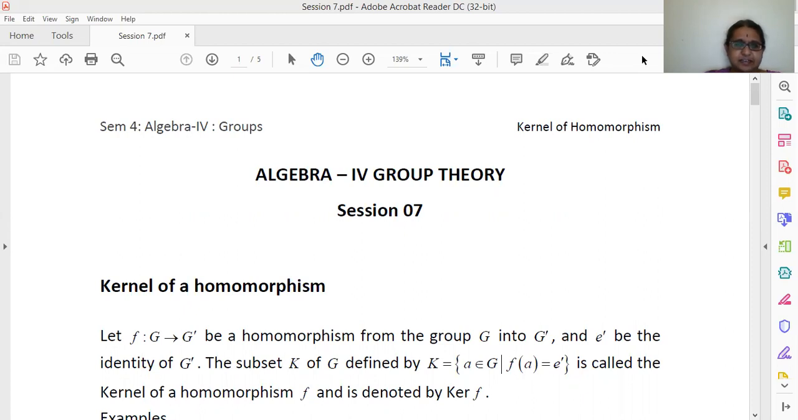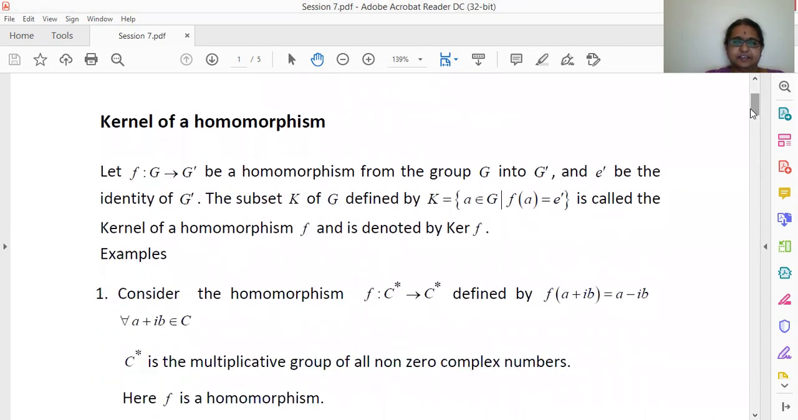About this kernel, what we can say is that the kernel is a subset of G. This kernel consists of a belonging to G, that is, the elements in the domain G such that its image f of a is equal to the identity element of the codomain G dash. So this is the definition for the kernel of homomorphism. Here in this definition we have taken G dash as the codomain, and e dash is the identity element of G dash. Now we shall see how to find the kernel.